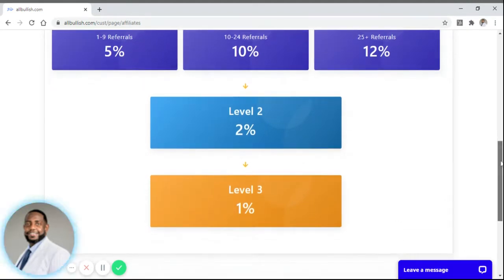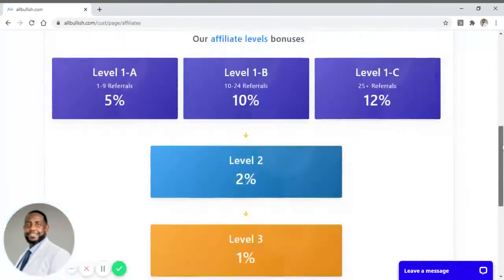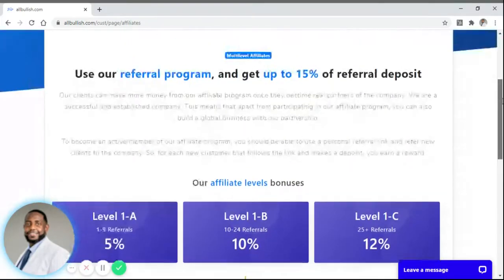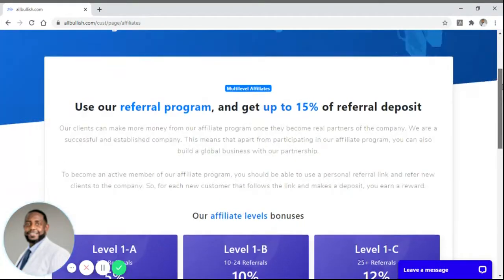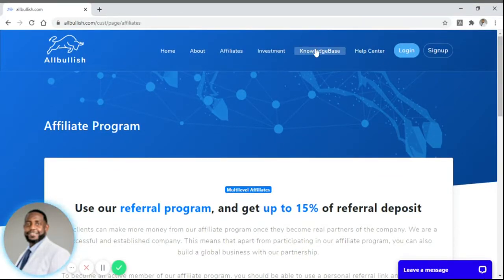So also you have on level 2, you get 2%. On level 3, you get 1%. So I think that's wonderful as well. It's a great affiliate program where you can make some substantial money, just bringing other people on and introducing other people to the program.